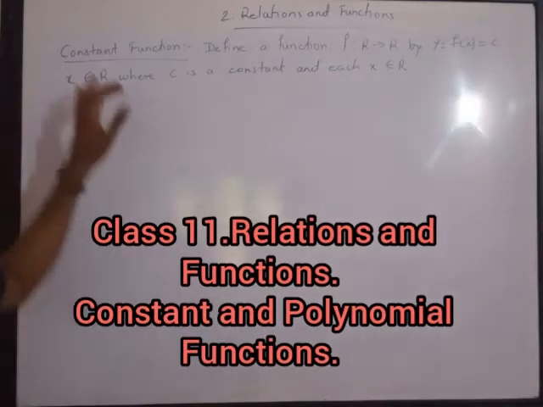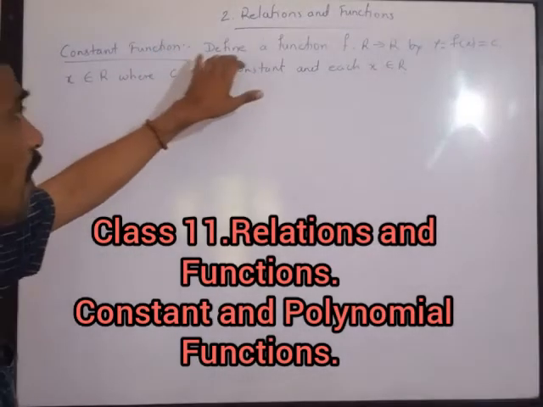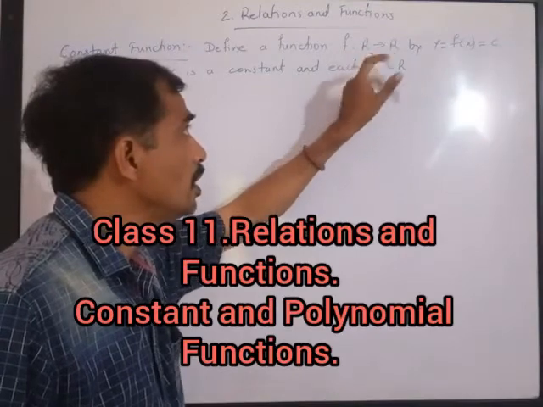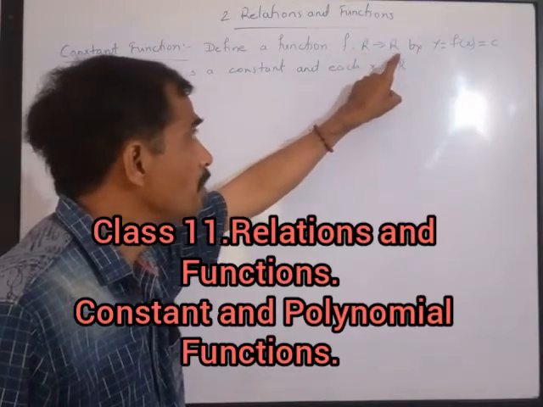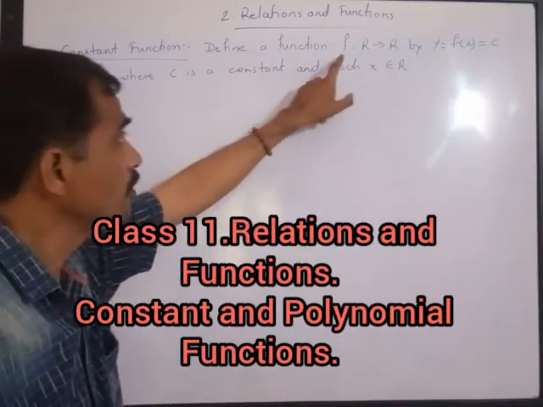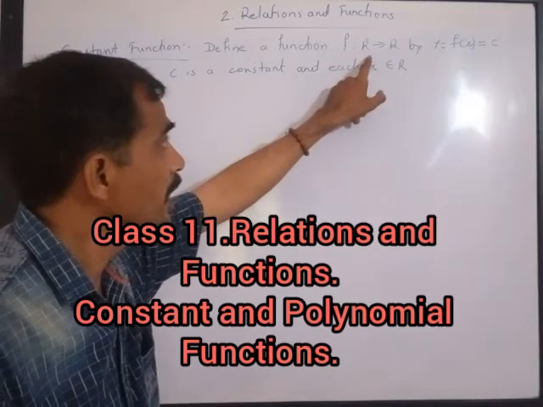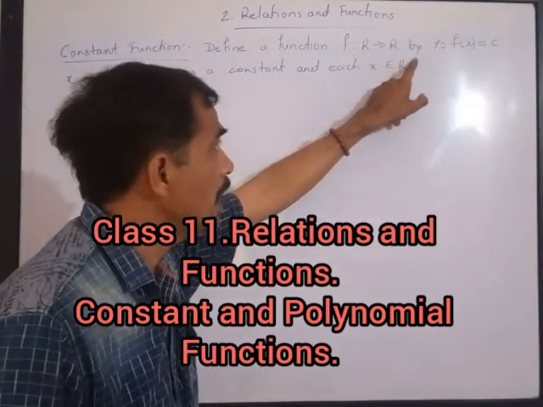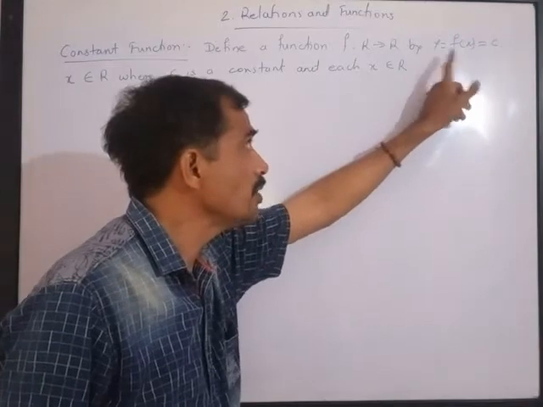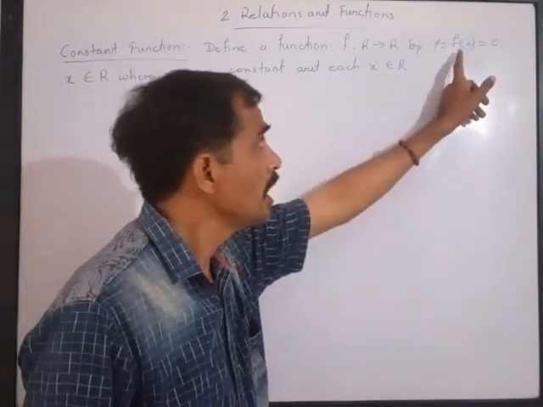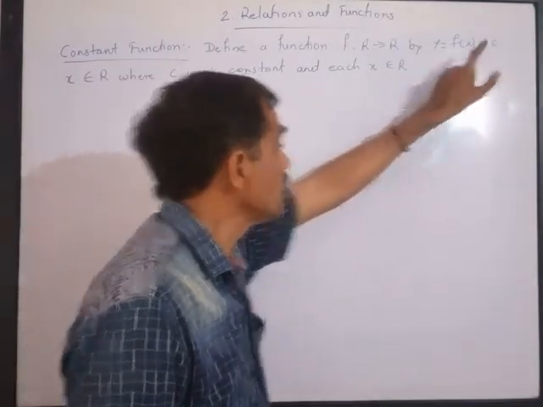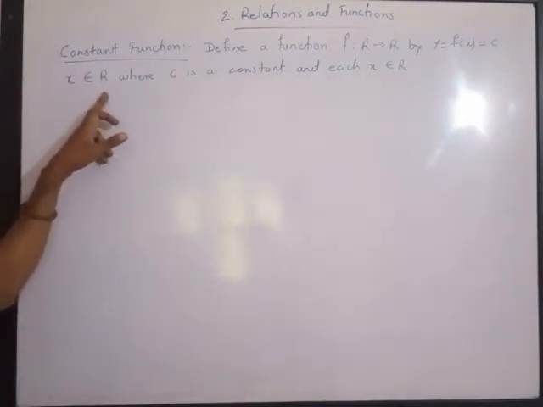Next is a constant function. Define a function from real numbers to real numbers. Define a function f from real numbers to real numbers by y is equal to f(x), such that f(x) is equal to c, where c is some constant. x belongs to real numbers.